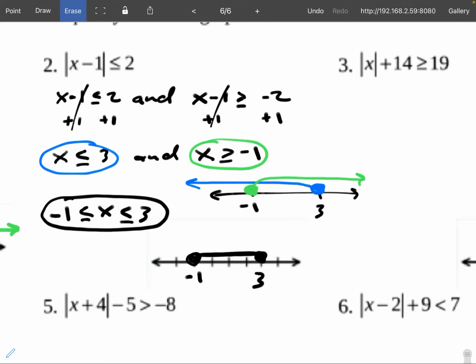How do we check our answers? You guys should be writing this stuff down, right? They can use this on the test tomorrow. You just plug in a number. What do we plug in? Either 3 or -1, or anything in between there, right?